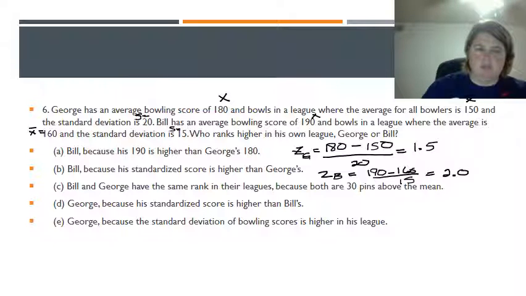So Bill, because it's 190, no, because that's just the score, you can't compare two scores in two separate distributions. Bill's, because the standardized score is higher, that's true. So the answer is B.